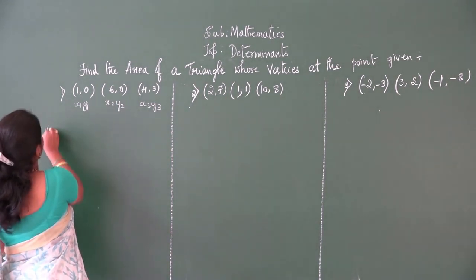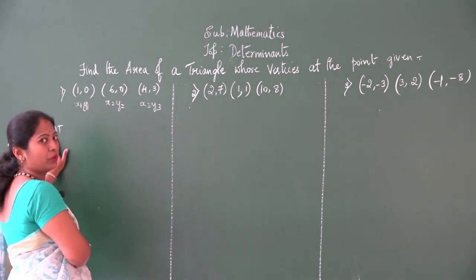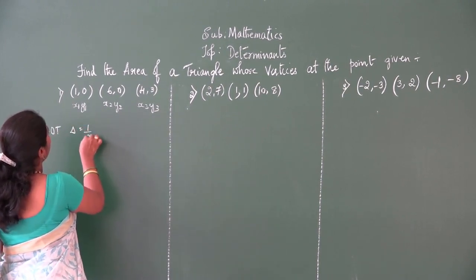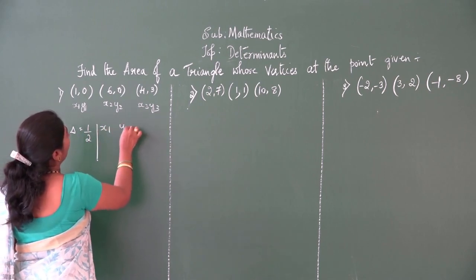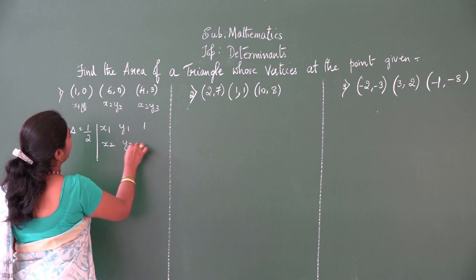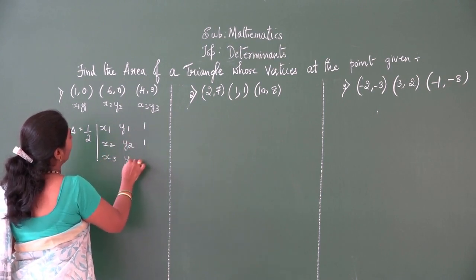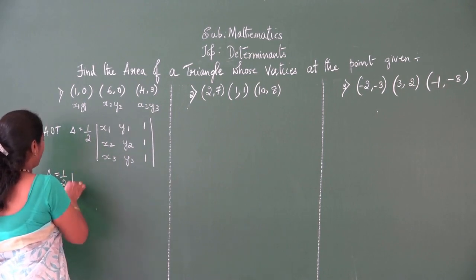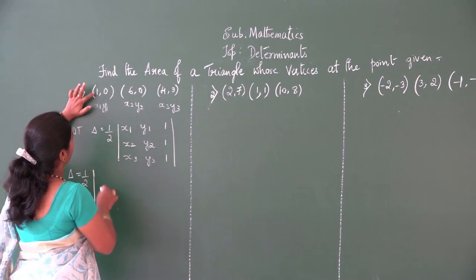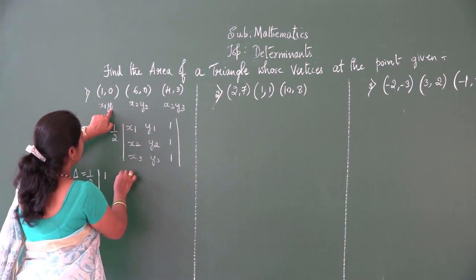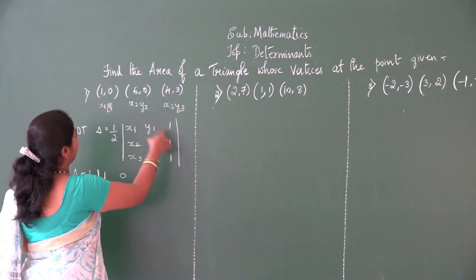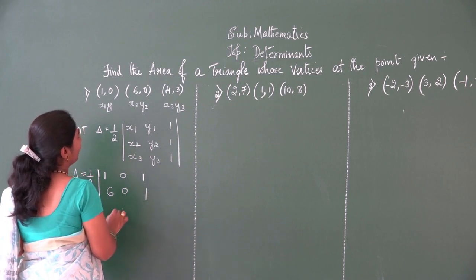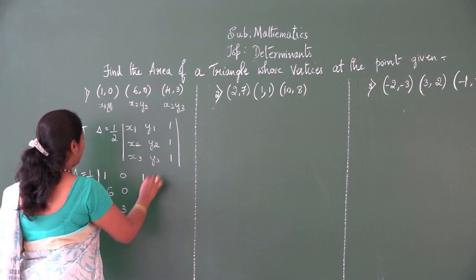Now area of a triangle, that is AOT, is given by delta equal to half into determinant of x1, y1, 1, x2, y2, 1, x3, y3, 1. So this is again delta equal to half into, what is the coordinate of x1? That is nothing but 1. What is y1? 0. Then it is 1 again. What is x2, y2? 6, 0 and 1. Similarly x3, y3, 4, 3 and 1.